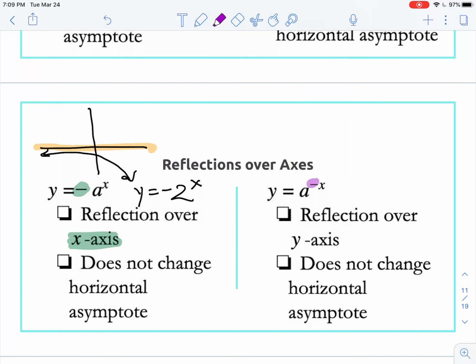You could also have a negative sign up in the exponent with the x, and that's going to cause a reflection over the y-axis. And just like the other reflection, it does not change the horizontal asymptote. Let's take a look at a picture. I could have y equals 2 to the negative x, and that's going to flip it so that it looks something like this. And that horizontal asymptote, just like in the other reflection, stays where it is.